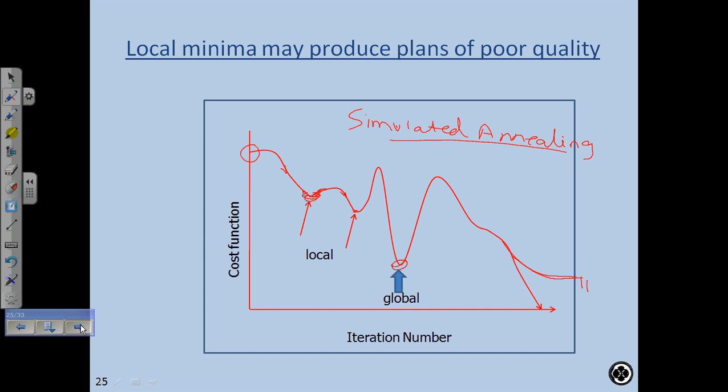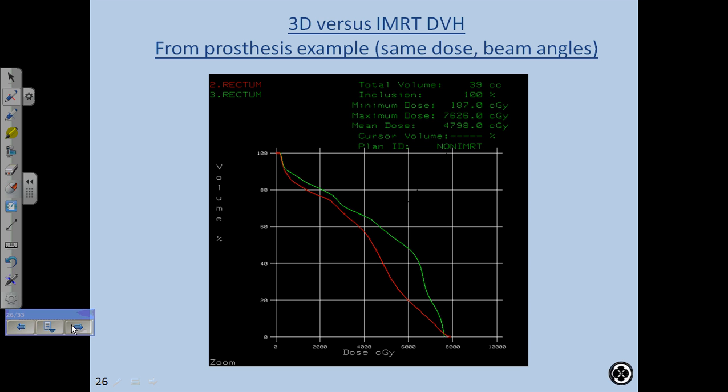Okay, and then these are just some DVH comparisons between a rectum with IMRT versus 3D. So the rectum, you want a low rectal dose. This is what an IMRT rectal DVH looks like, and that's what a rectal DVH looks like for 3D conformal. It just shows an improvement.